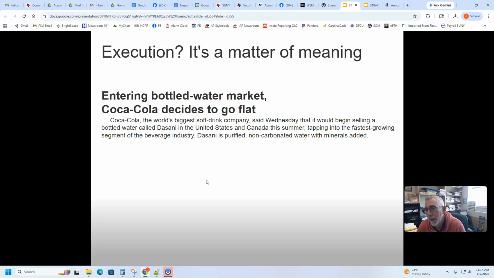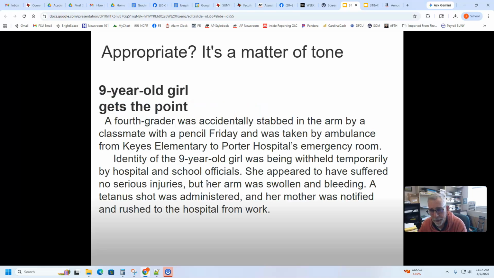"Coca-Cola decides to go flat." In other words, they're not using carbonated water, they're going flat water. It's about the rise in the extra sales of more traditional water, right? But going flat only works if that's a pun, really, right? Because flat has another financial meaning. So if sales were flat, then it would work, but they're not. Sales are going up. So you have a problem there.